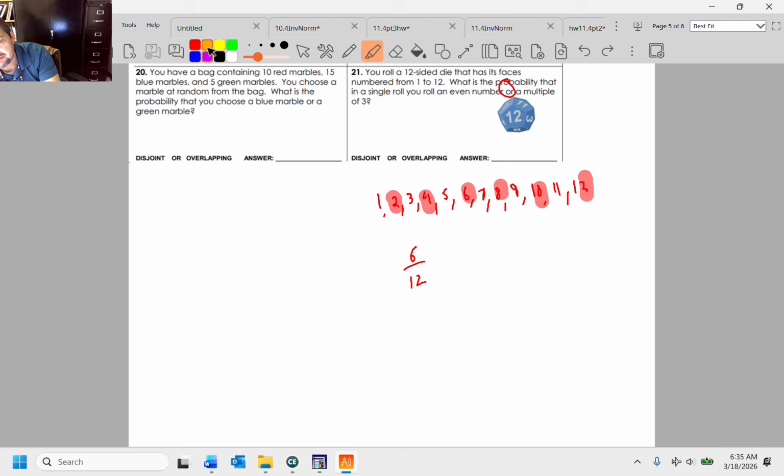Now, make sure that you don't double count because there's going to be some overlap here. The probability of rolling a multiple of 3, well, that would be 3 and 6, which I've already counted for. 9 is new, but 12's already been talked about. So I'm only adding in 2 more things that I haven't already talked about. So plus 2, and that's going to give me 8 twelfths, right? 6 plus 2 is 8. Both divisible by 4, 2/3. 2 and 3.